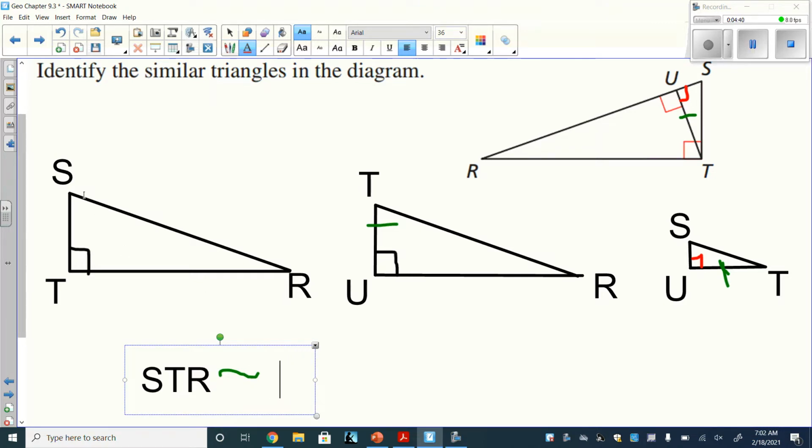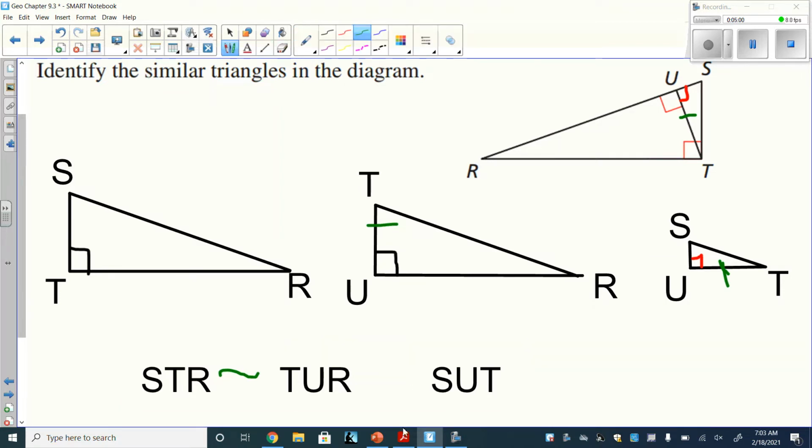So we did our first triangle, STR. Well, the next triangle would be TUR, and this is going to be similar to SUT.